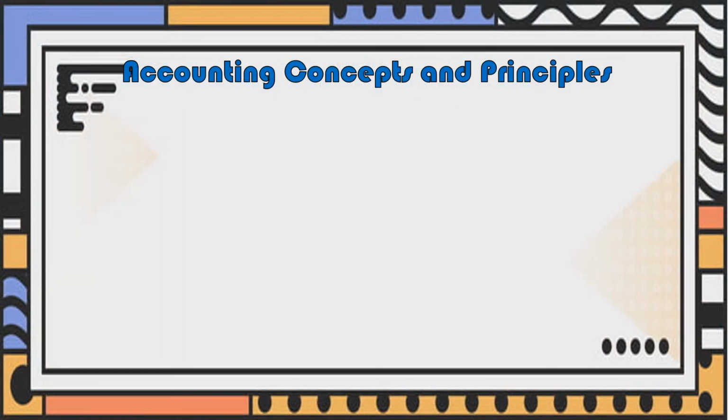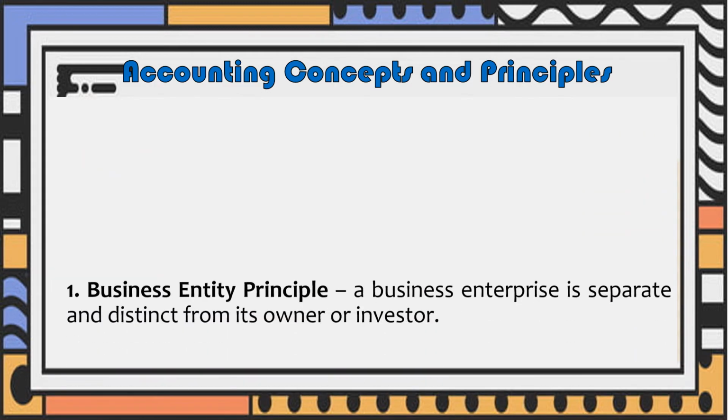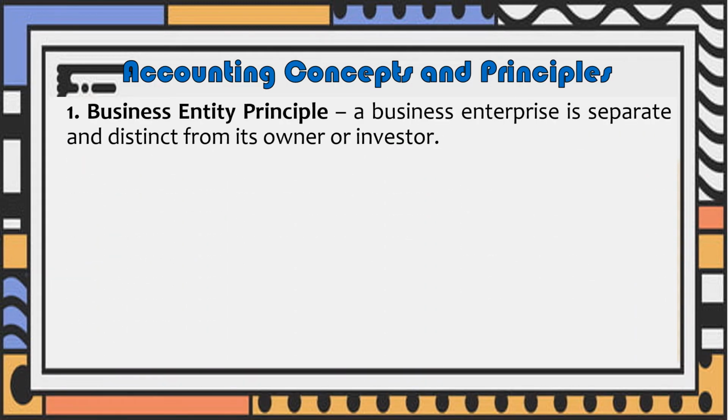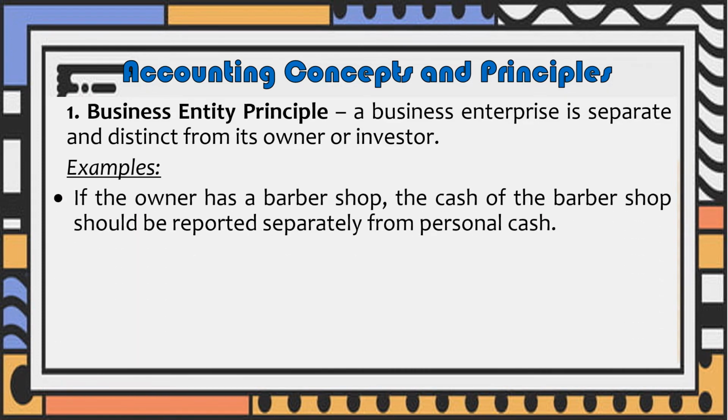For our first accounting concept and principle, we have the business entity principle. In this principle, there is a separation and distinction of transactions between the business enterprise and its owner or investor. For example, if the owner has a barber shop, the cash of the barber shop should be reported separately from personal cash. All transactions of the business will be just in business, while his personal matters will be his only.